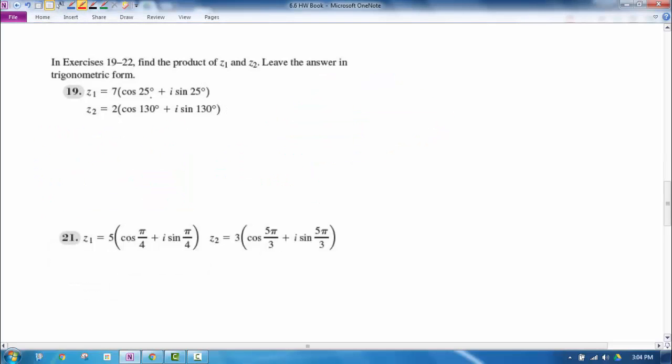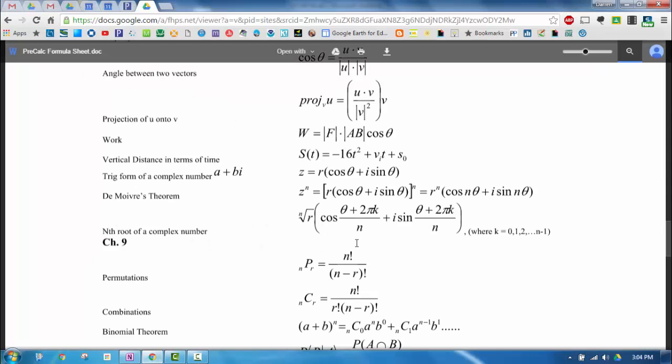Okay, for the next problem, I want us to find the product of these two complex numbers. And since they're in trig form, it's really easy to find the product of two complex numbers by using the formulas on our formula sheet. So pull up the formula sheet, scroll down to chapter 6, and you're going to see some formulas here. You're going to see these.